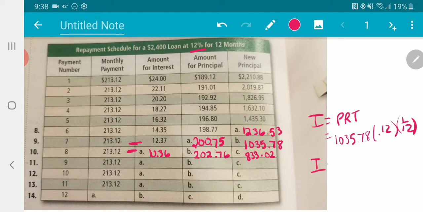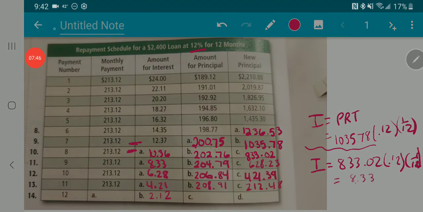So my interest again is that PRT. My new principal is that $833.02 times 12% times 1 month. 1 month worth of interest. 833.02 times 0.12 times 1 over 12. And this one came to $8.33. So complete the rest of this chart. The answers will be up momentarily.